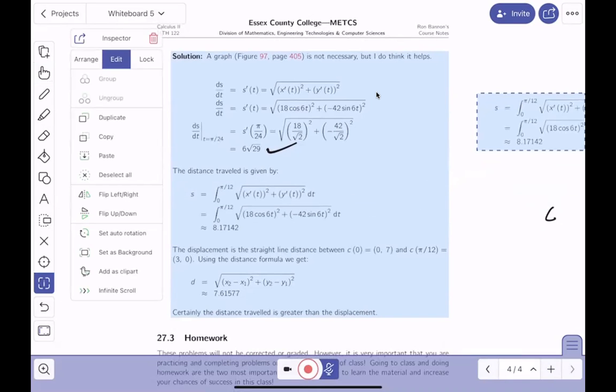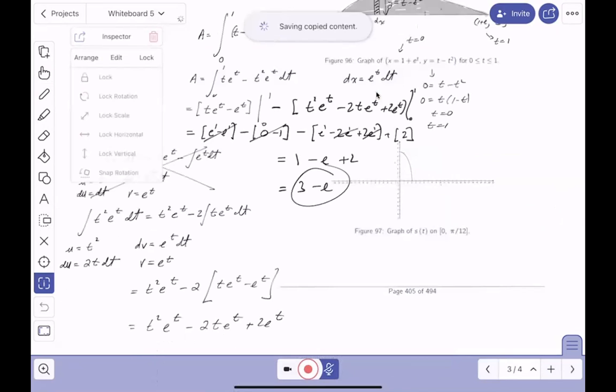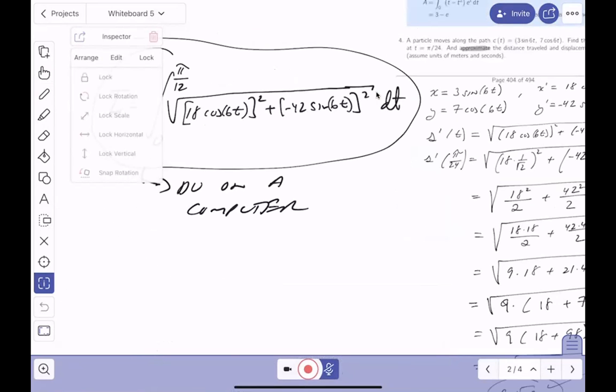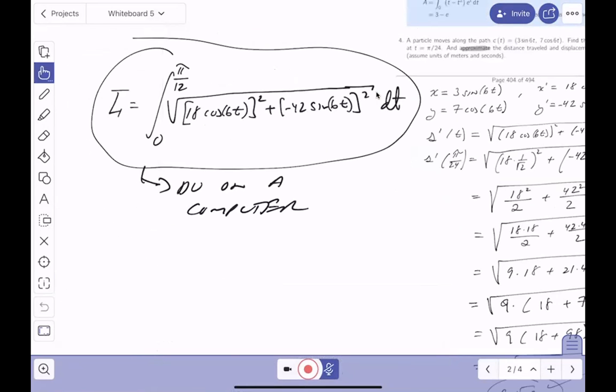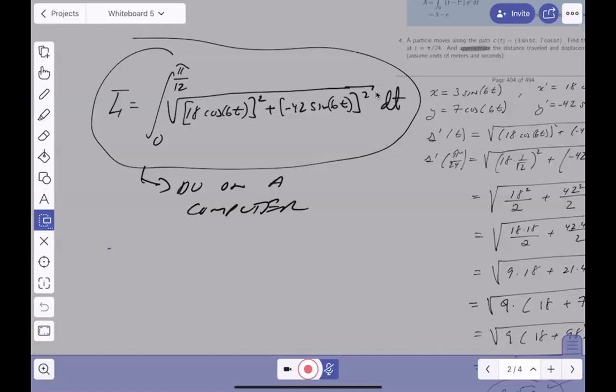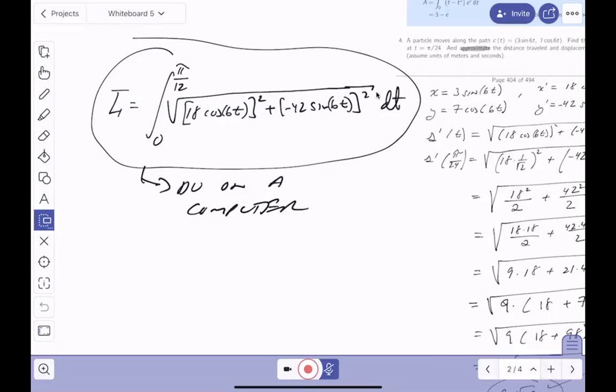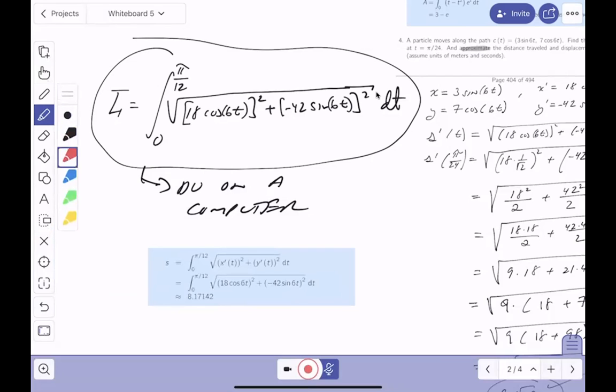Let me go back and paste it in. I want to see if I met the milestone. I'm going to go to a computer algebra system in a second. I'm going to go through it one step at a time for you, and this is what we're trying to teach you. Did I get the correct limits? Yes. Did I get the 18 cosine 6t squared? Yes. Did I get this one? Yes. What I did not get is the number.